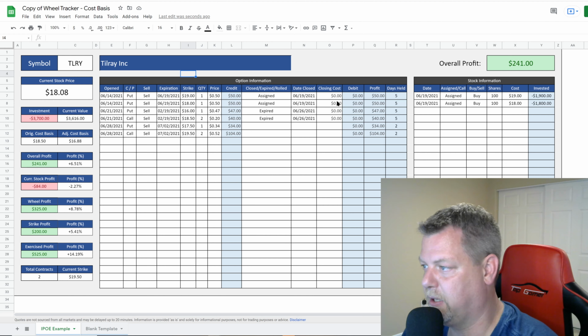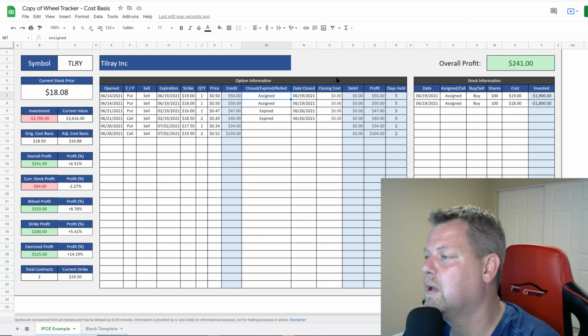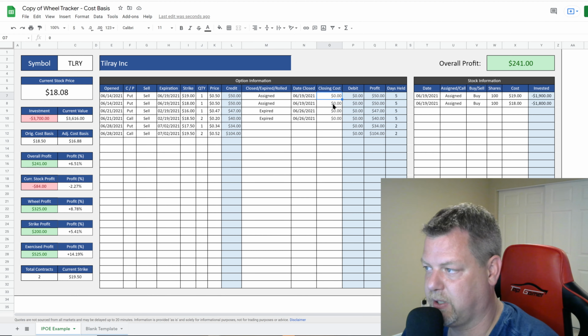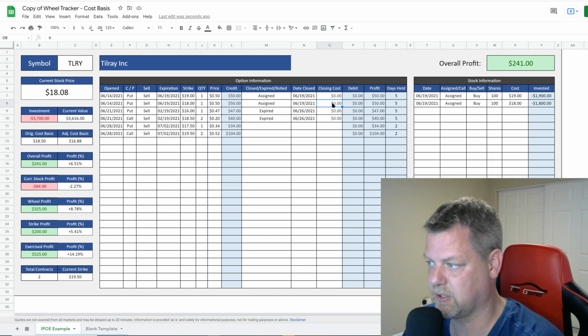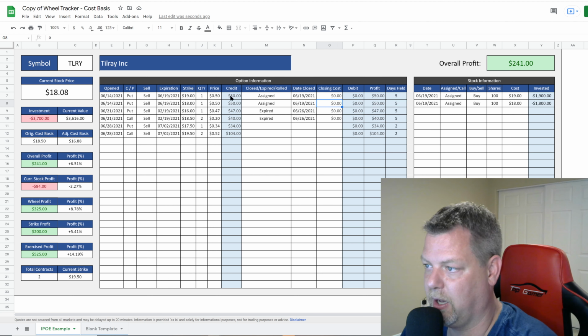And then here is basically the result of what happened. Date closed for me is always going to be the same as expiration, and the first week I got both of those assigned to me, and I have no closing costs since I did not close those. I just let them expire and let the shares get assigned to me. And then whatever credit I receive is going to be equal to my profit.